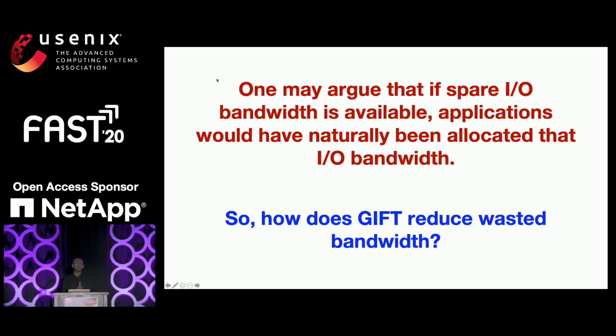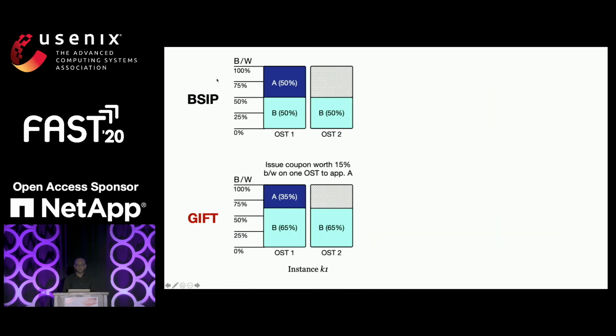And one might argue that if spare I/O bandwidth is available, then naturally that would have been allocated to A and C anyways. So how are you exactly reducing the bandwidth wastage? And to demonstrate that, we'll look at this example. So here on the top, we have allocation using the BSIP scheme. And on the bottom, we have allocation using Gift.